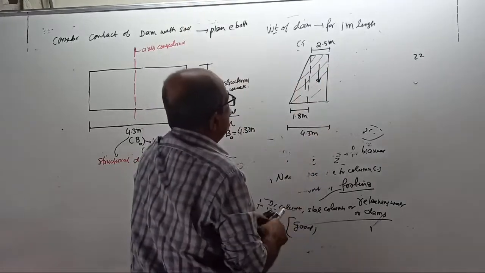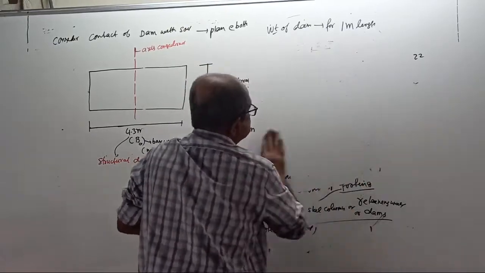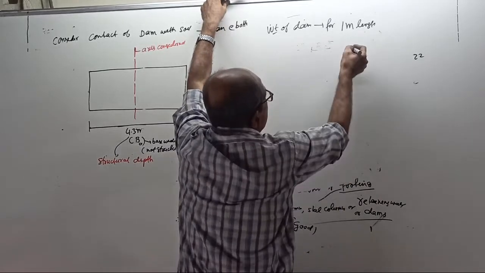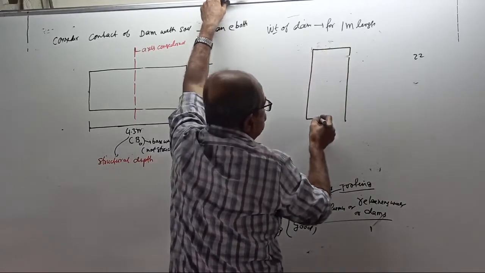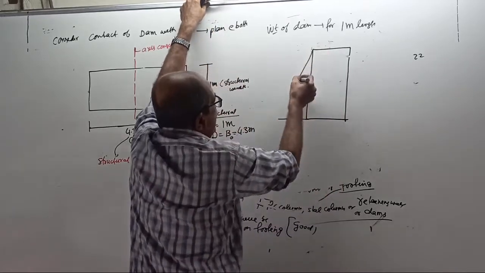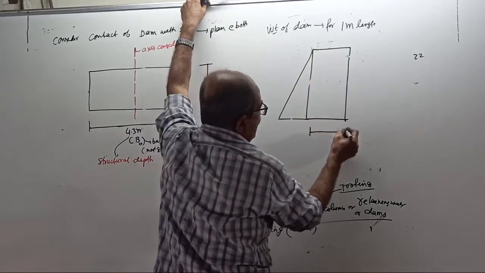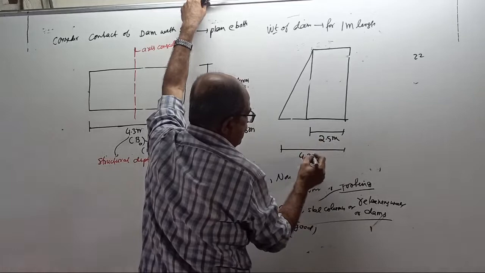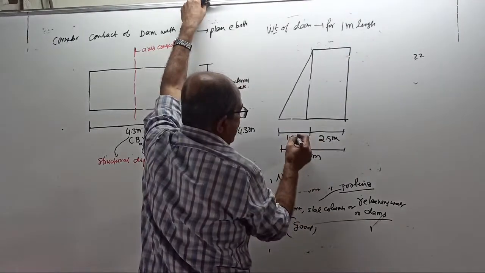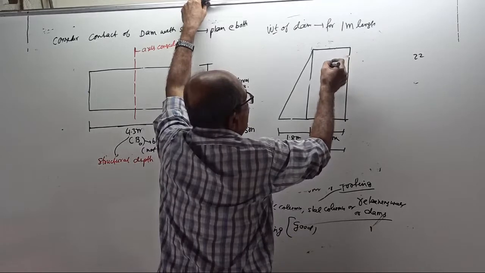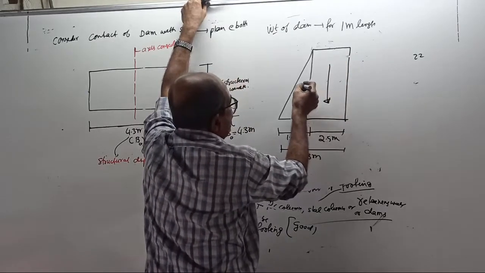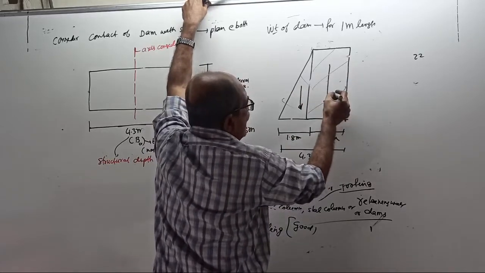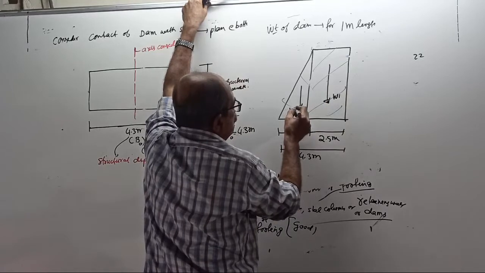A little bigger sketch I'll put so that it will be fully clear. Okay, now clear. This is 2.5 meter. This is 1.8 meter. Total width is 4.3 meter. Okay, out of scale. One of the loads is acting down, the other load is acting here. I will call these W1 and W2.